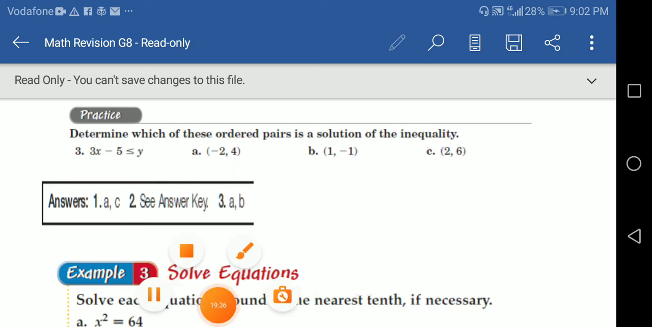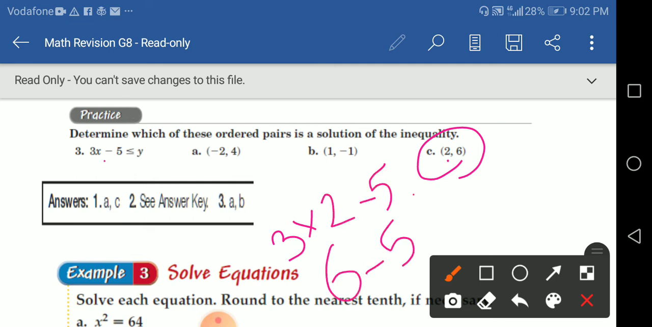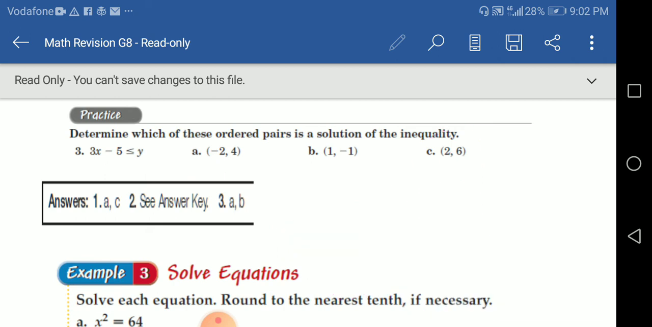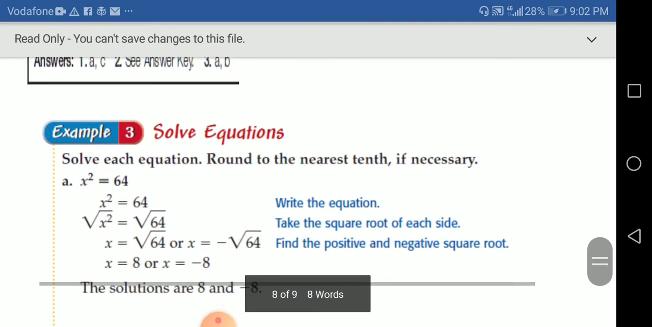Okay, and I have another right answer, this one. If I substitute 2 instead of x, 3 times 2 is 6, minus 5, less than or equal to y, which here is 6. 6 minus 5 gives me 1. Yes, this is less than 6. So A and C are the two solutions.